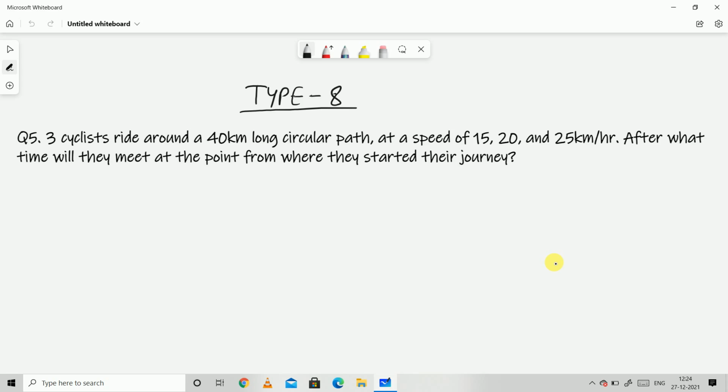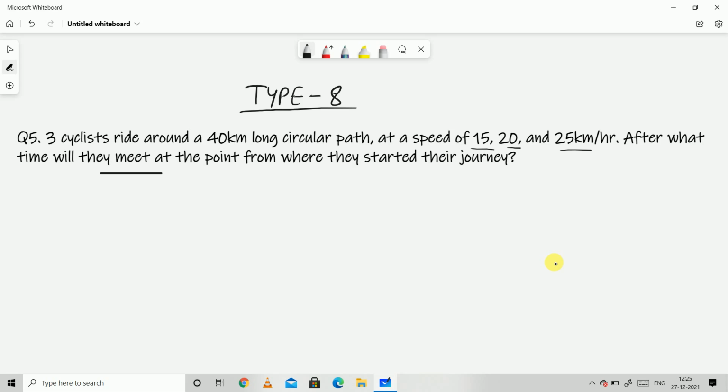See, again it is the same type of question as we did in the case of the bells. 4 bells were ringing, and I told you that in LCM you will generally get this type of question. Here also, some activity is happening at a certain time, and it is asking after what time they will meet again at the point from where they started the journey. So again it is the type of question where you need to find the LCM.